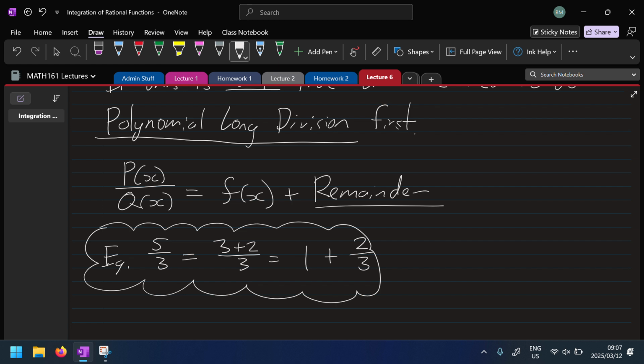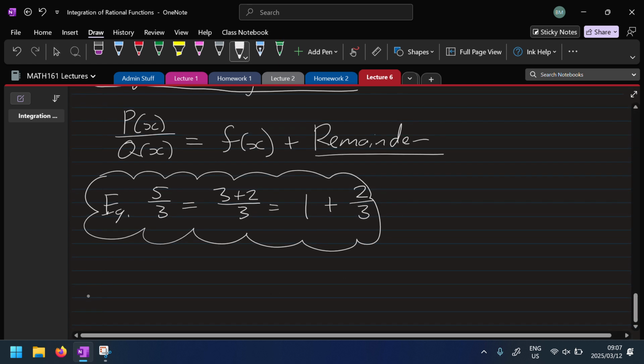We want to take something like this, like an improper fraction, where the degree of the numerator is larger or equal to the denominator. We want to get this whole number part, like 1, and some remainder left over. That remainder left over, we then look at cases 1, 2, 3, or 4. Yeah, so let's have a look at an example.